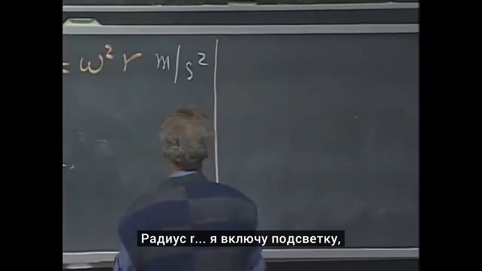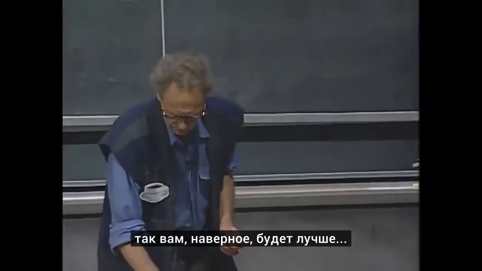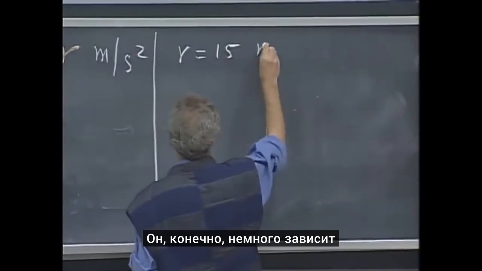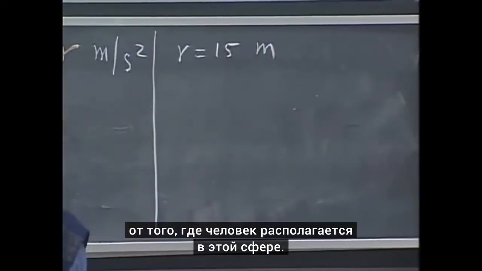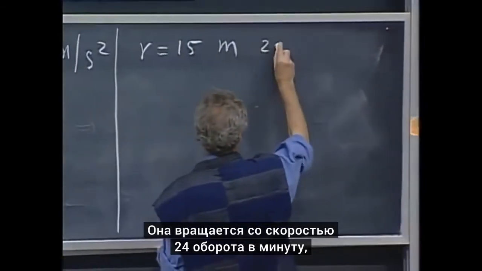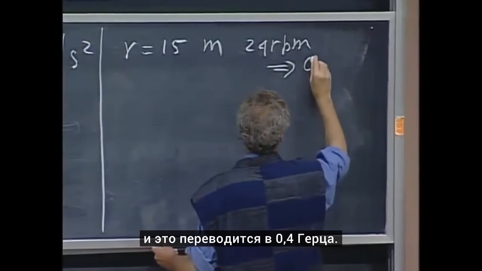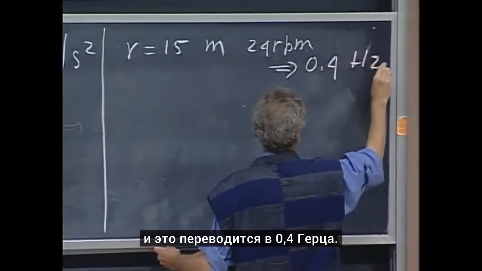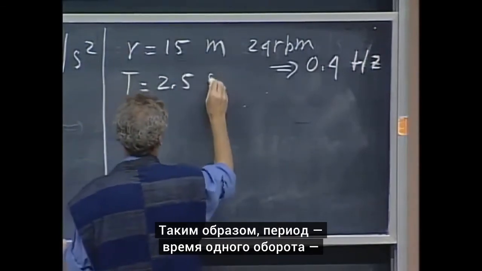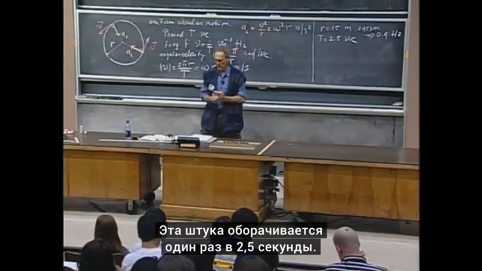The radius r, I'll give you light back, because it may be nicer for you. The radius is 15 meters. Depends, of course, a little bit on where the person is located in that sphere. It goes around 24 revolutions per minute, and that translates into 0.4 hertz. So the period to go around for one rotation is 2.5 seconds. The thing goes around once in 2.5 seconds.